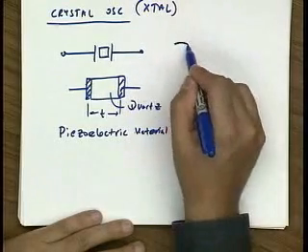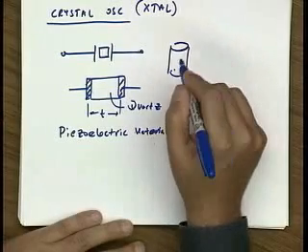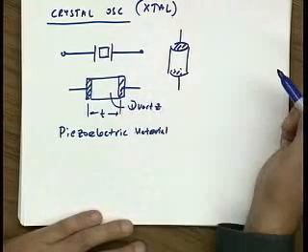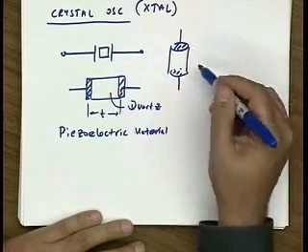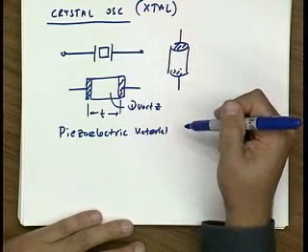I should have brought in some nice examples. I have some crystals that I could show you. Maybe next lecture I'll bring them in. Or if you come to my office, I can show you some of these crystals. They come in different shapes and packages. For instance, a canned crystal might look something like this.